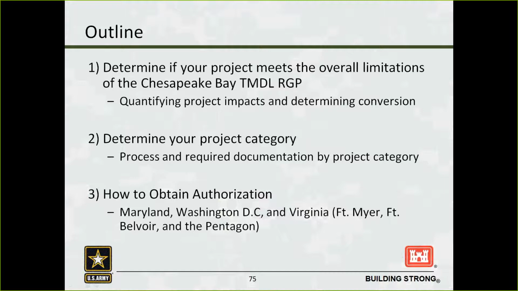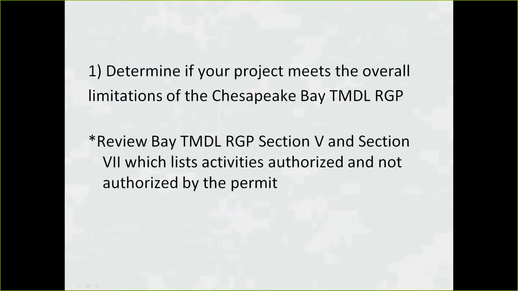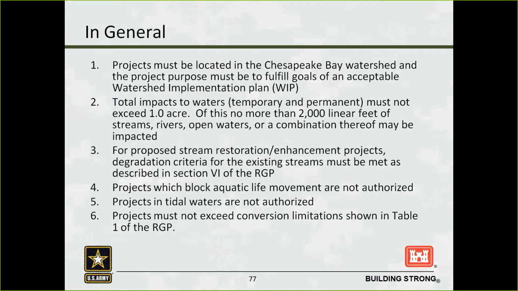This involves quantifying impacts and conversion on your project site. Second, I will provide guidance on how to determine project category. Project category determines the process and required documentation for your project. And third, I'll briefly explain how to obtain authorization. To determine if your project meets the terms and conditions, please see Section 5 and Section 7 of the Bay TMDL RGP, which lists activities authorized and not authorized by the permit.